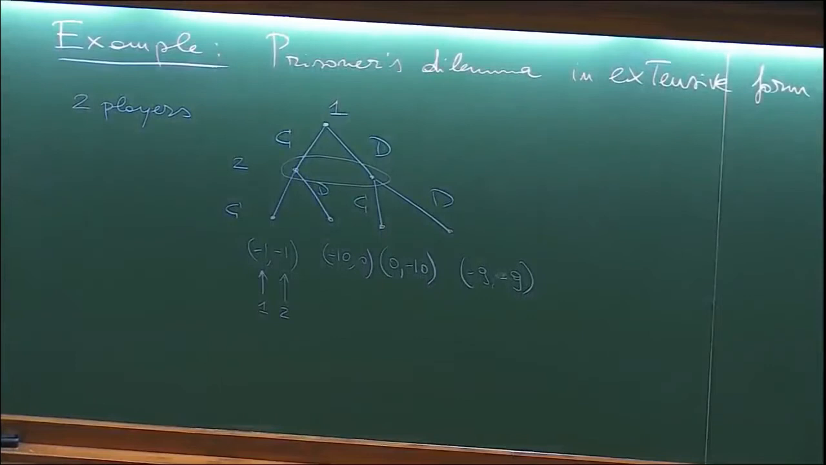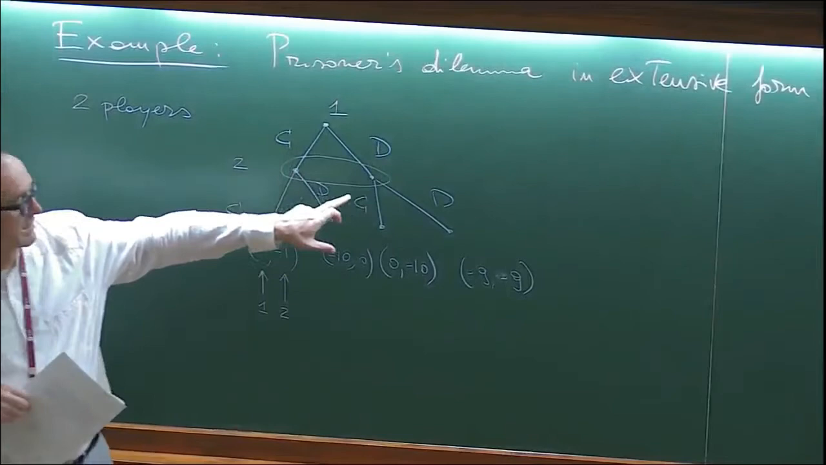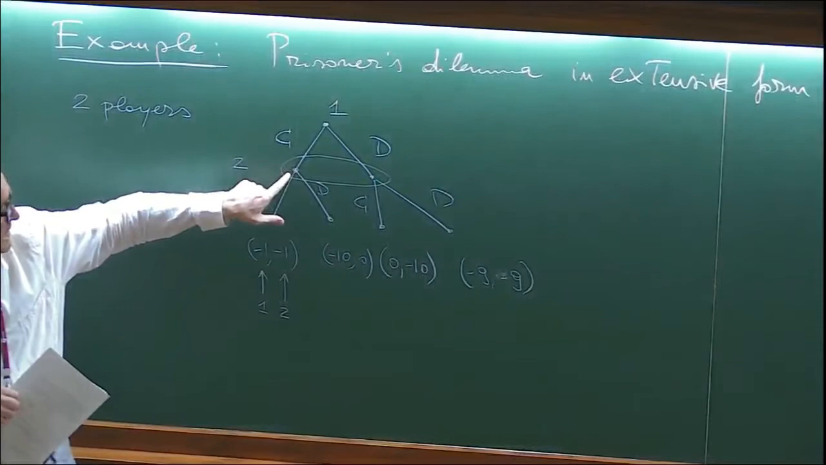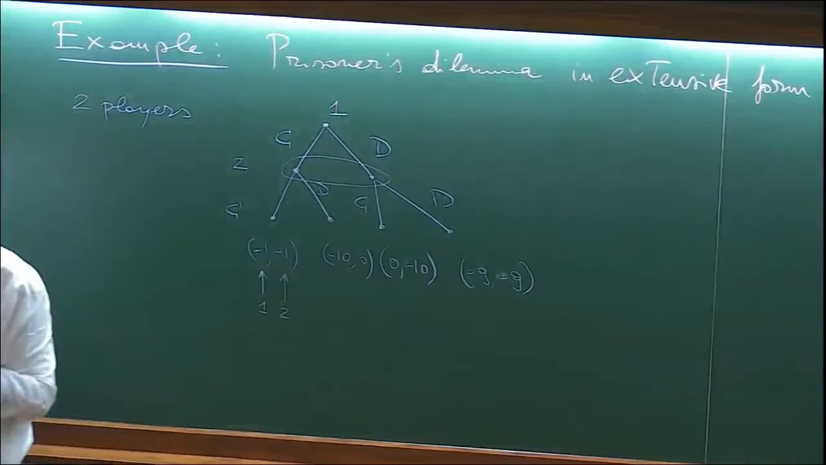And then in game theory, you represent this as a circling, so to say, that you have an information set that contains these two nodes, and you cannot distinguish between them. Okay, so this is incomplete information.